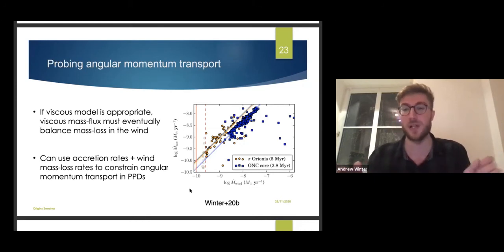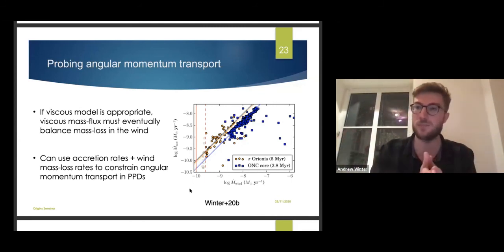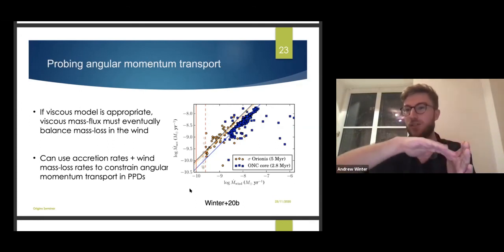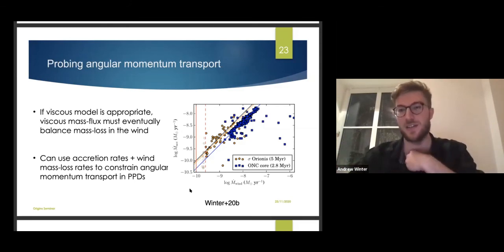If you have an alpha disk model. If you don't have an alpha disk model, if you have MHD effects that are causing your accretion onto your central star, then you don't expect this at all, because your disk will just be depleted down to some radius, and at that point the wind induced mass loss rate will just precipitously drop, because the wind won't be efficient anymore. You won't be able to replenish the material at the outer part of the disk. So that's the thinking behind that test.